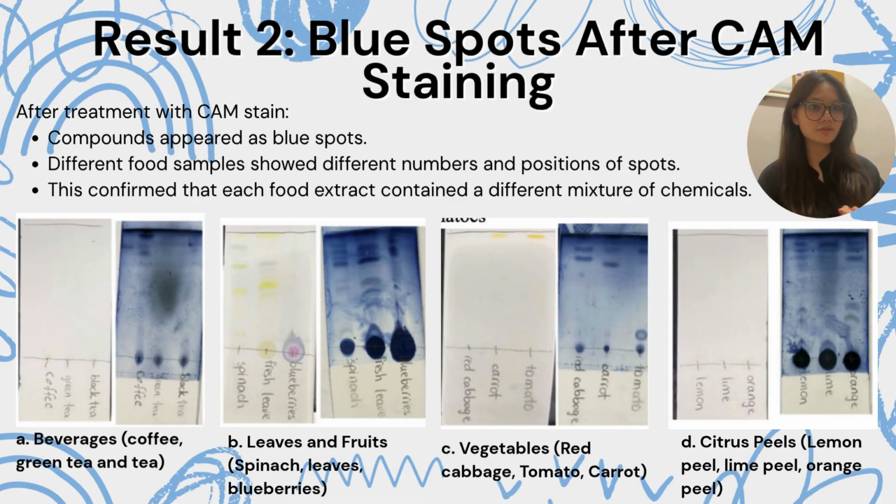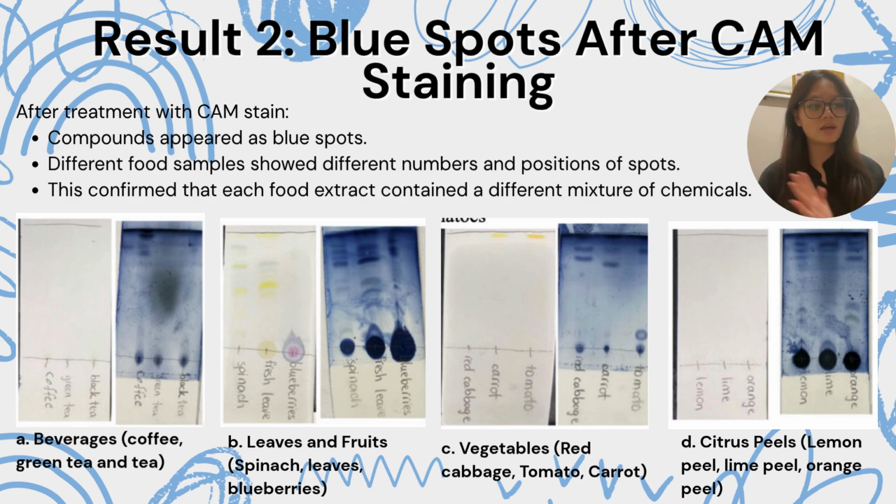Next is result 2, which is blue spots after CMM staining. After treatment with CMM stain, compounds appear as blue spots. Different food samples show different numbers and positions of spots. This confirms that each food extract contains a different mixture of chemicals.